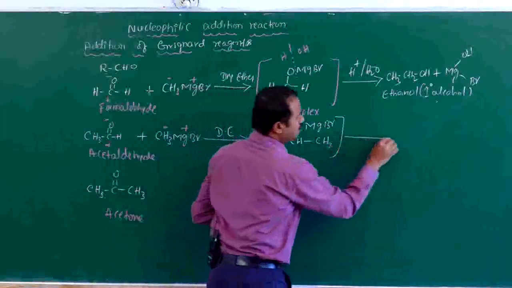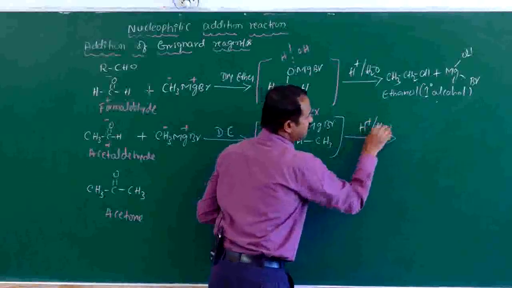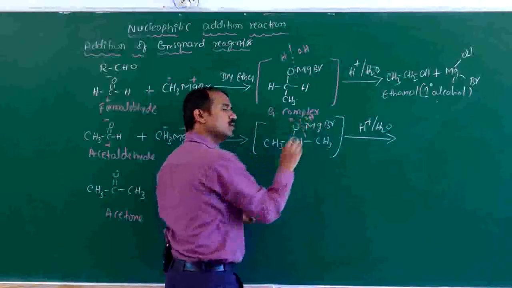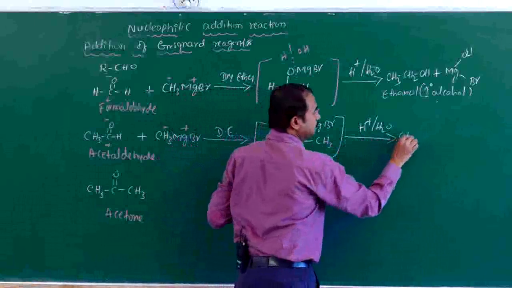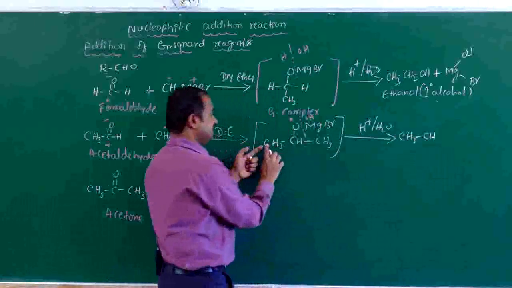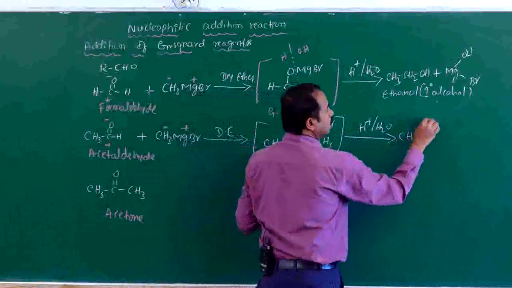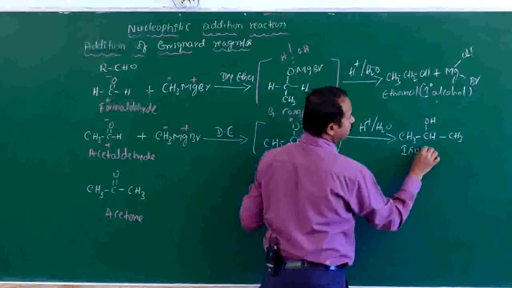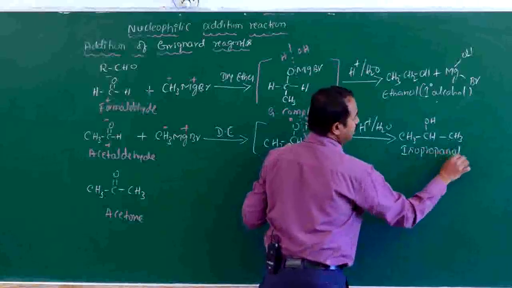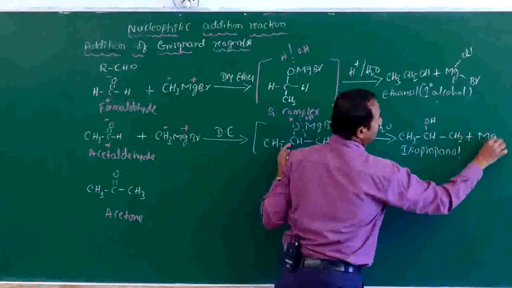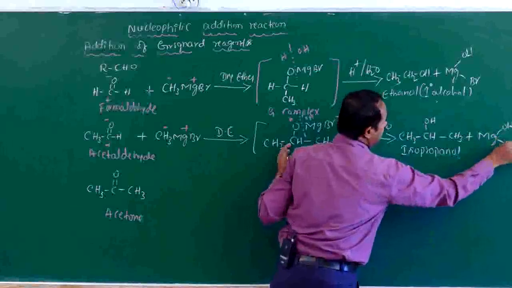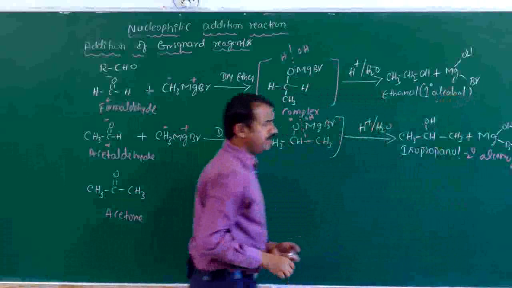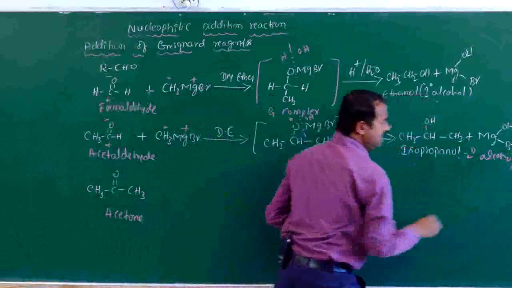Similarly, it undergoes acid hydrolysis with H+ and H2O to form CH3CH(OH)CH3, isopropanol, plus Mg(OH)Br. This is a secondary alcohol. The earlier one is a primary alcohol, and this one is a secondary alcohol.